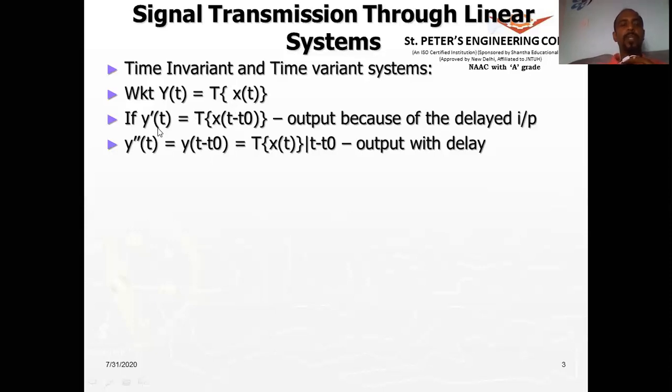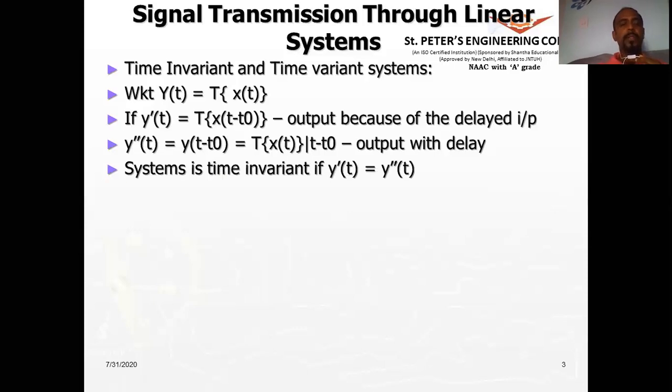If y dash of t is not equal to y double dash of t, that means a delay in the input does not result in a delay in the output. So therefore, the system is not time invariant, but it is time variant. It varies with time. So that is what we conclude from that understanding.